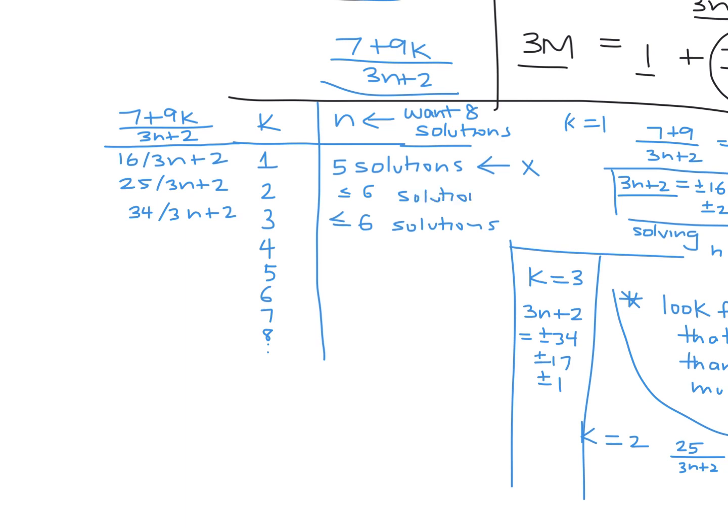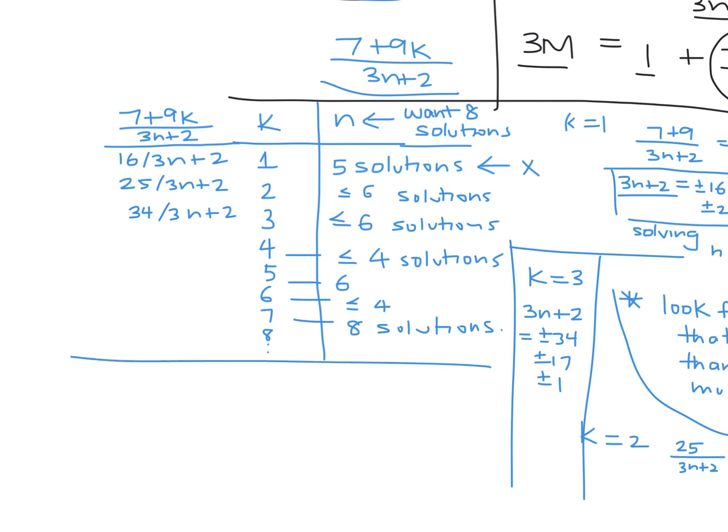So it's just really time consuming. The algebra is fairly straightforward. And then I'll just fill it in. This will give you less than or equal to 4 solutions. When k equals 5, you'll get 6 solutions. When k equals 6, you get less than or equal to 4 solutions. When k equals 7, you finally get the full 8 solutions. And I'll let you guys do the algebra. It's fairly straightforward. But I'll just fill it in.